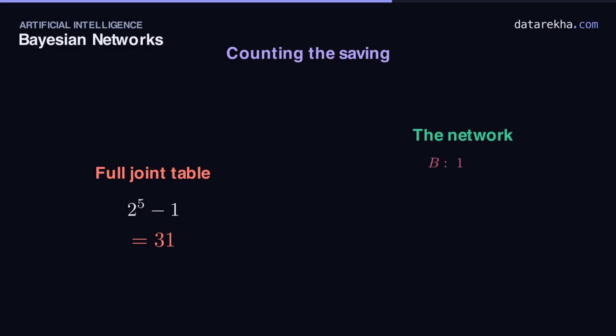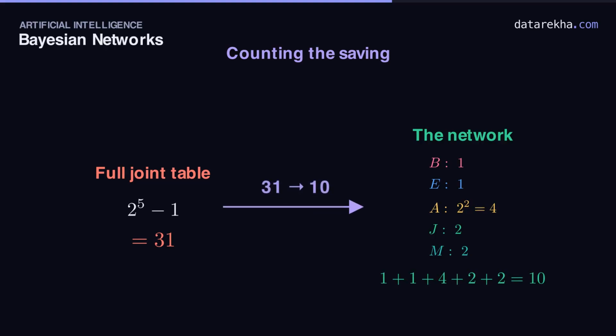Now the network. Each node stores one number per row, and the rows are 2 to the power of its parent count. Burglary and earthquake, 1 each. The alarm, 2 parents, 2 squared, 4. John and Mary, 2 apiece. Add them up. 1 plus 1 plus 4 plus 2 plus 2 is 10. 31 numbers become 10, and the gap only widens as the network grows. That is the whole reason Bayesian networks exist.